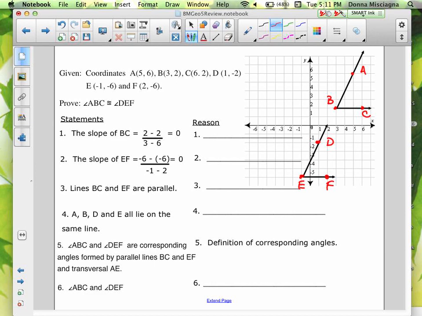So the very first thing we've done here is find the slope of BC and EF. Why can we say the slope of BC and EF are 0? Because we use the slope formula. It's easy, you can figure this out. You've probably already written the slope formula because you knew I was going to say that. Now that we've said those two lines have the same slope, we can say that lines BC and EF are parallel, because parallel lines have the same slope.